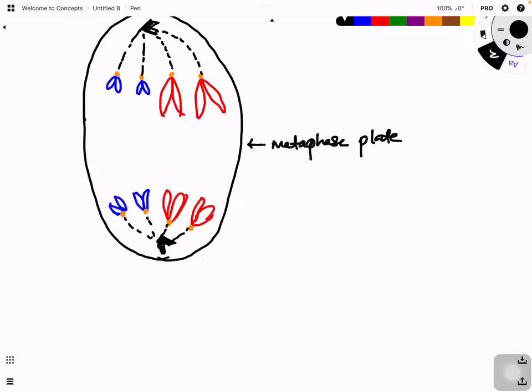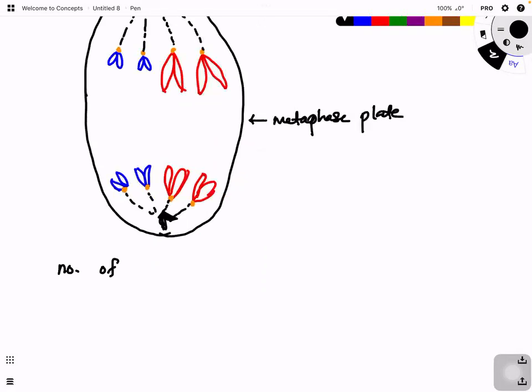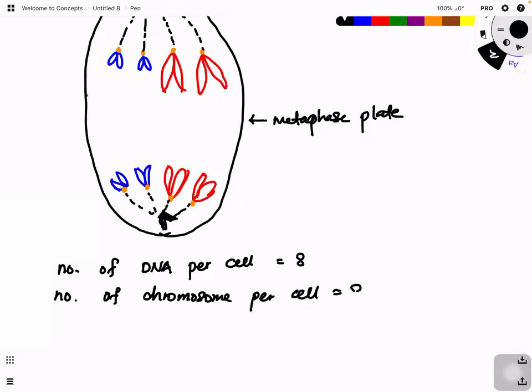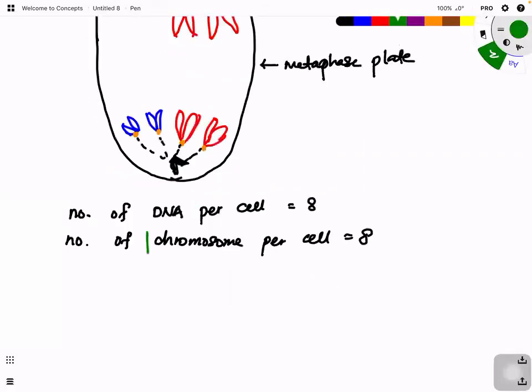So again now, first, the number of DNA per cell. How many? 8. The number of DNA per cell is still 8. The number of chromosomes per cell now equals 8. Doubled up, because the chromosome here actually refers to sister chromatid.